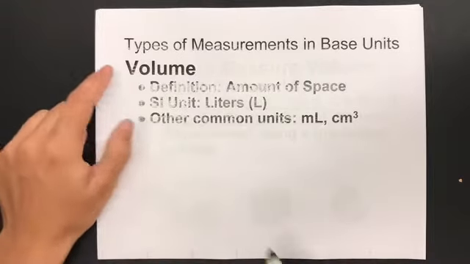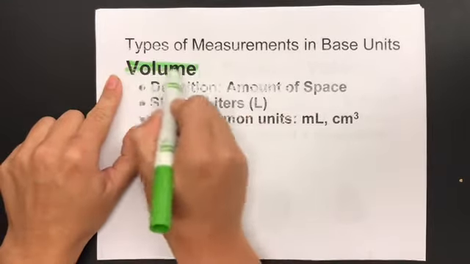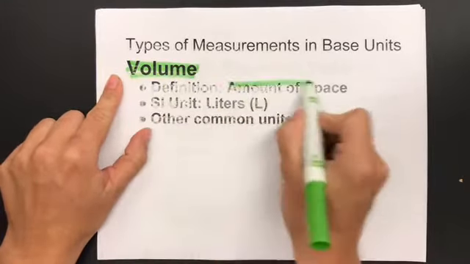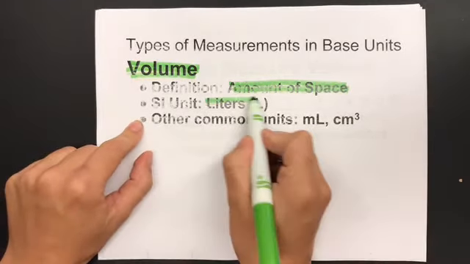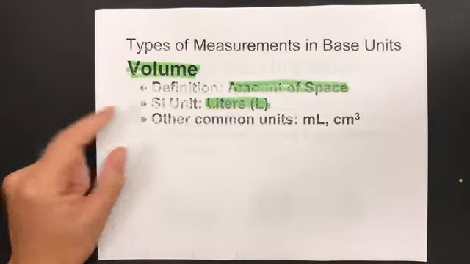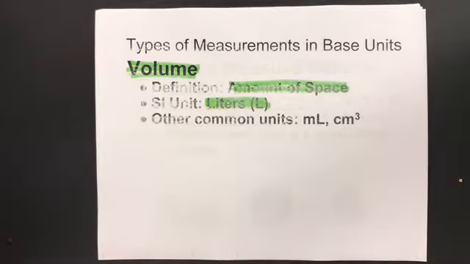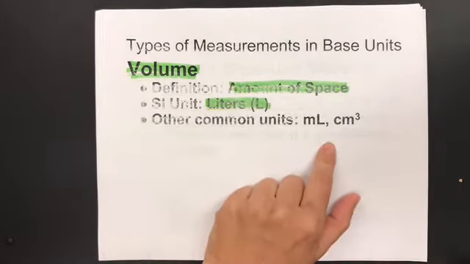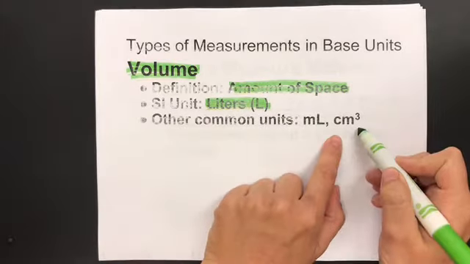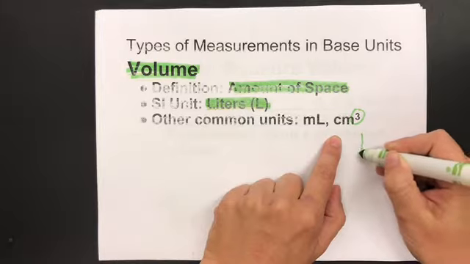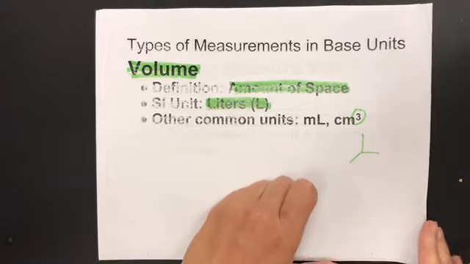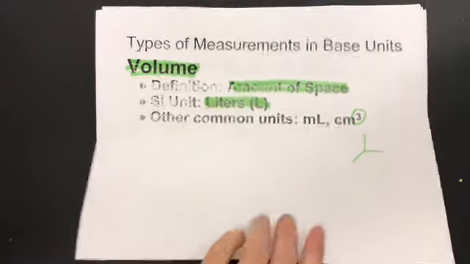Next thing that we're going to be finding a lot of, volume. Definition, amount of space it takes up. The SI unit that we're going to be using is liters. Now you need to be familiar with some other common units because we're going to see them in problems. Milliliters, centimeters cubed. That cubed part means you're finding that volume, the 3D length of the object.